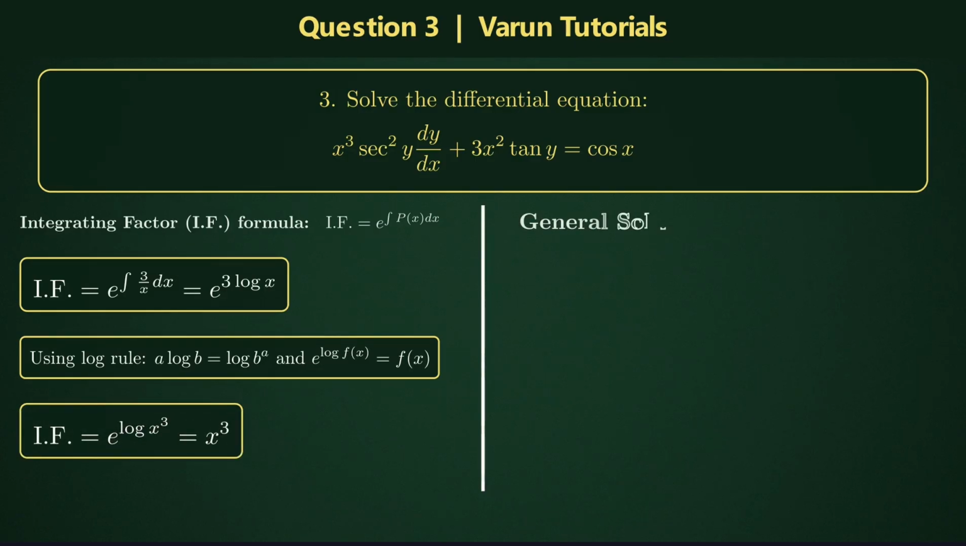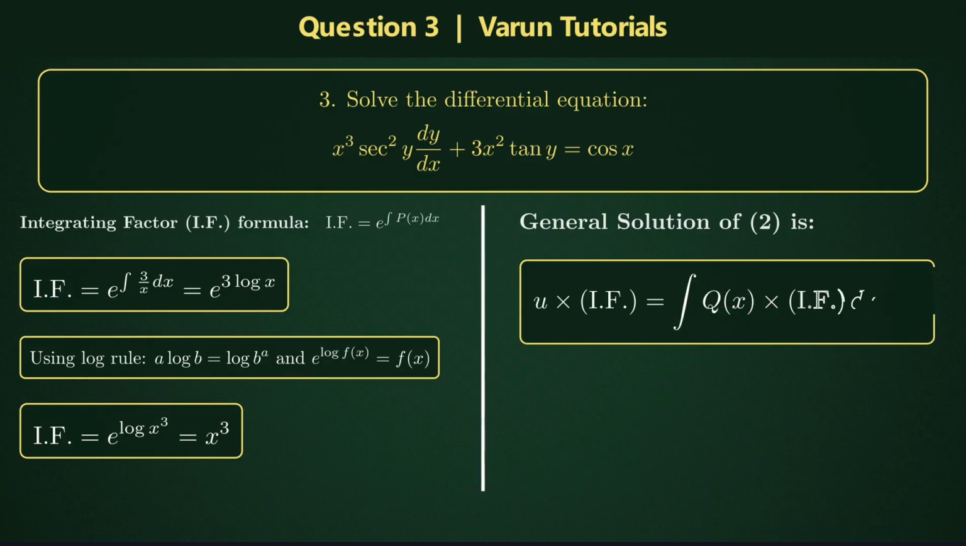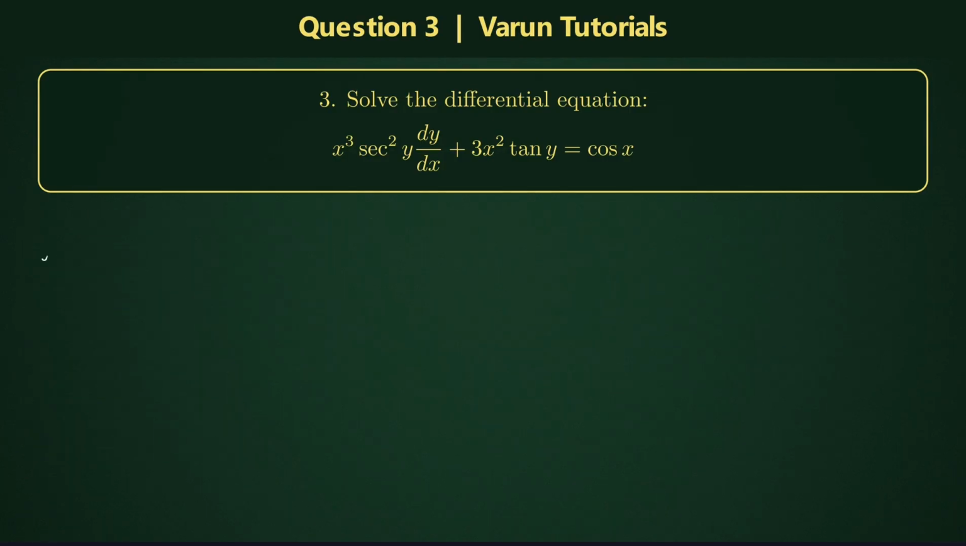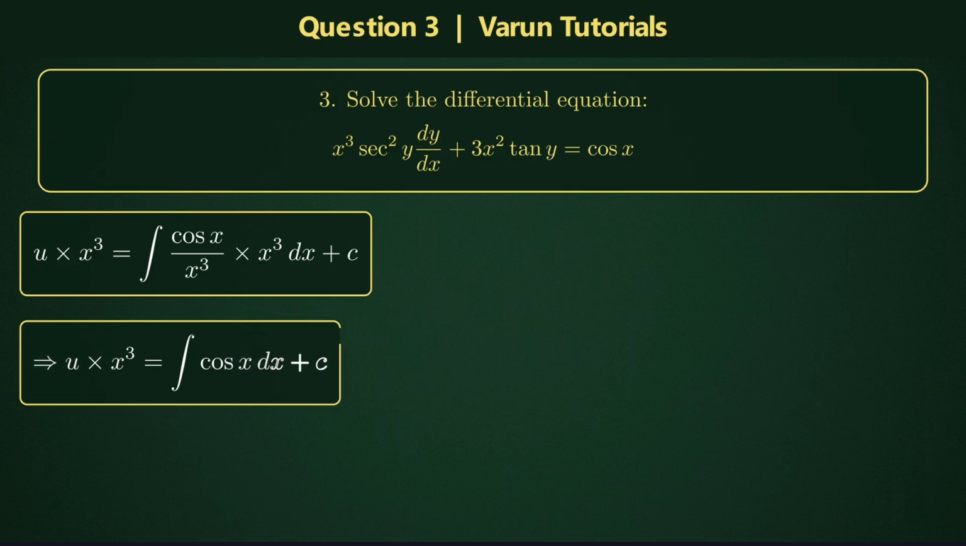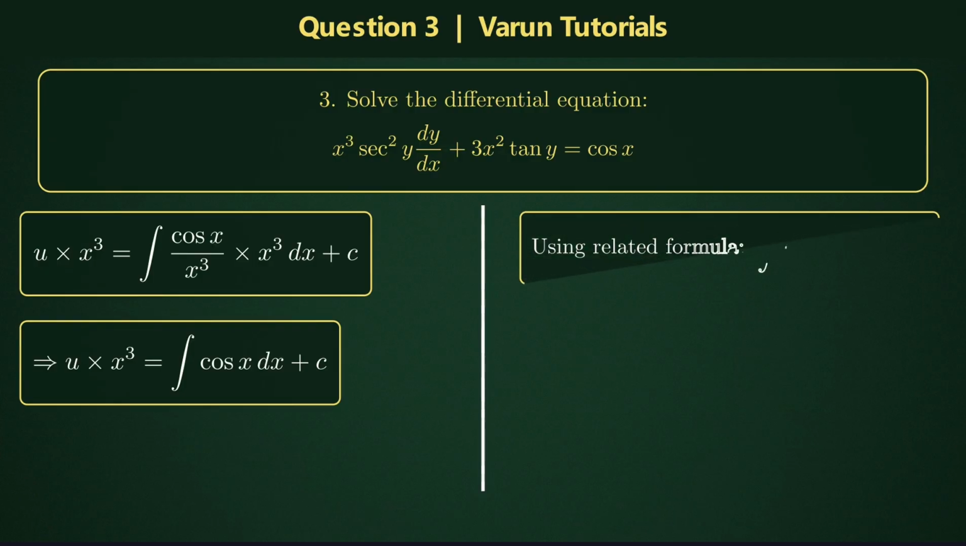The general solution formula for our linear equation in u is u times the integrating factor, equals the integral of q of x times the integrating factor, dx, plus c. We substitute our values of integrating factor and q of x into the formula. This yields u times x cubed, equals the integral of cosine of x over x cubed, times x cubed, dx, plus c. Cancelling out the x cubed terms from the numerator and denominator simplifies the integrand. This simplifies to u times x cubed, equals the integral of cosine of x, dx, plus c.